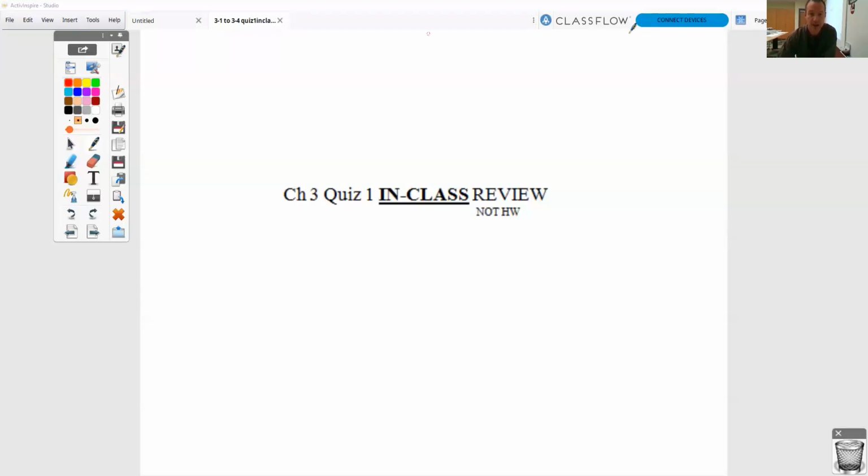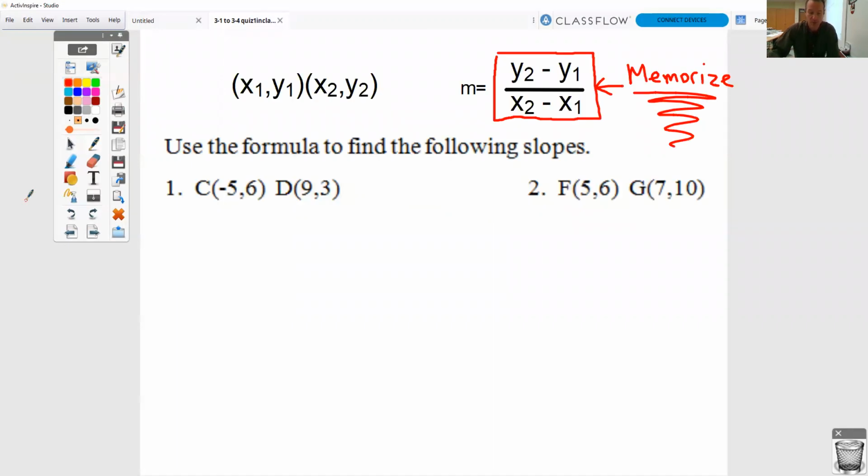This is the review for the Chapter 3 Quiz 1. The first couple questions, you need to memorize this formula, y2 minus y1 over x2 minus x1. This formula will not be given to you. You need to memorize that formula.